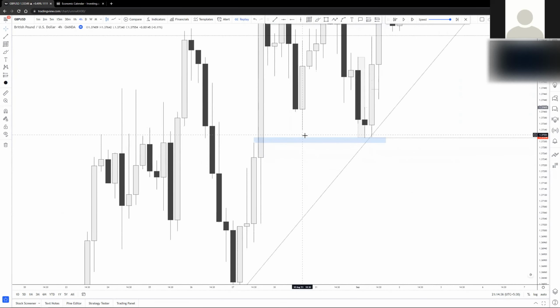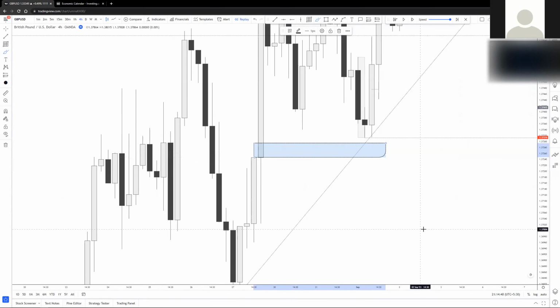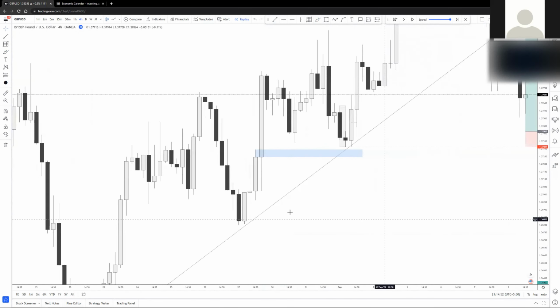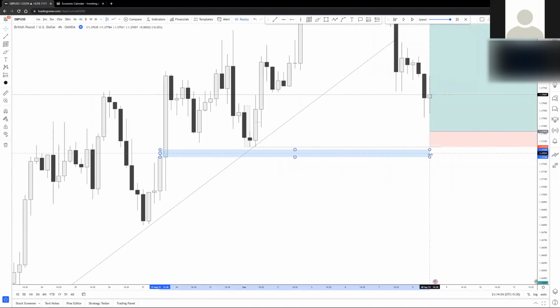So personally, this is how I would refine it, into this wick. My entry would be right here, and my stop loss would be at the closing of the candle that has the imbalance, like this. This is how I would personally refine it. I did not take it from anyone else.